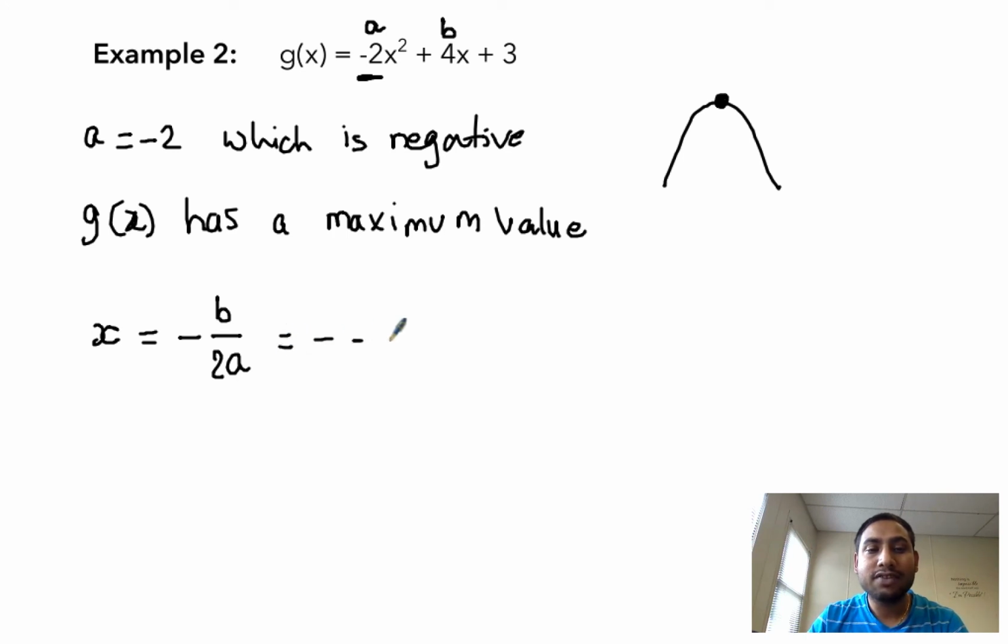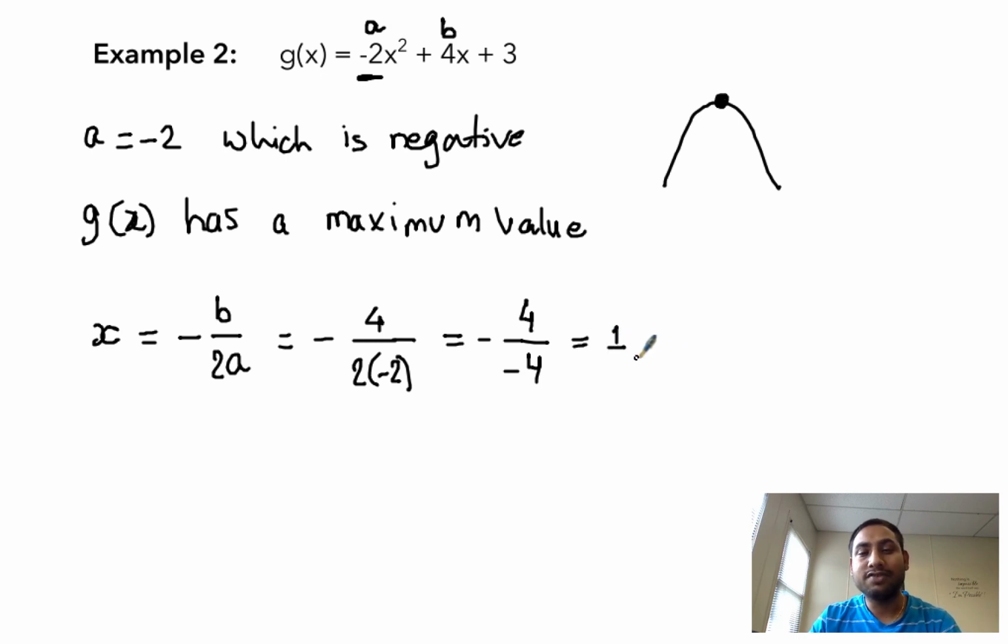So I've got a negative in front. b is 4, divided by 2a. So 2 times our a, which is -2. All right, so this is the negative from the front. 4 over 2 times -2 is -4. Now this is the negative of 4 divided by -4. Well, 4 divided by -4 is -1, and the negative of that is +1. So that's going to be the x value of the vertex, okay?